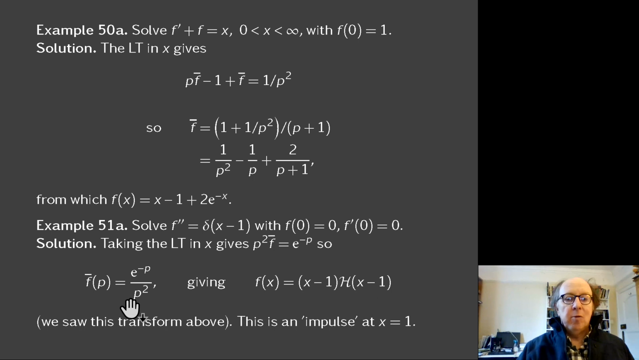Immediately invert this. 1 over p squared is the transform of x, and multiplying by e to the minus p says you need to take the function x and shift it by 1 and multiply by the Heaviside of x minus 1. So you just take the function which is 0 and then x, and you move it along to the right by 1. And of course you saw that transform a little earlier on.